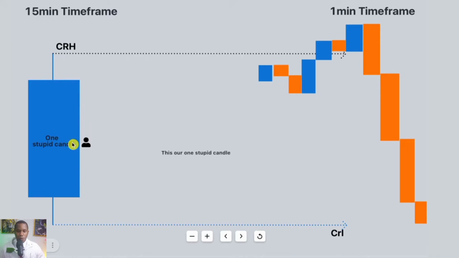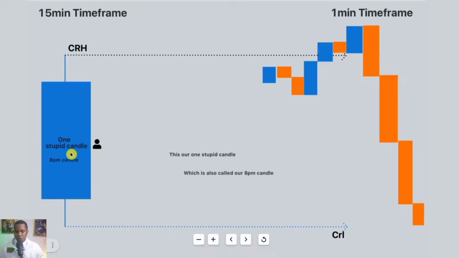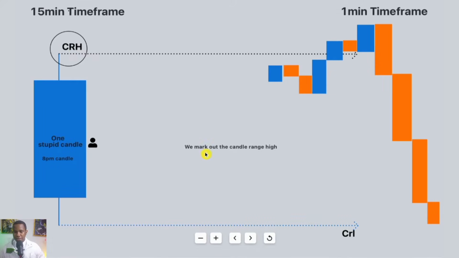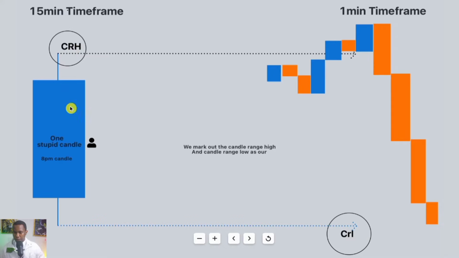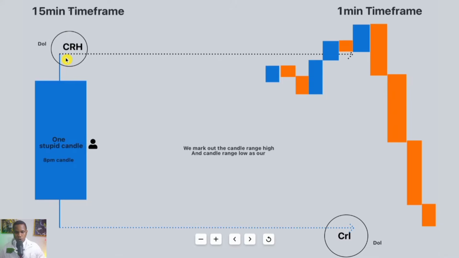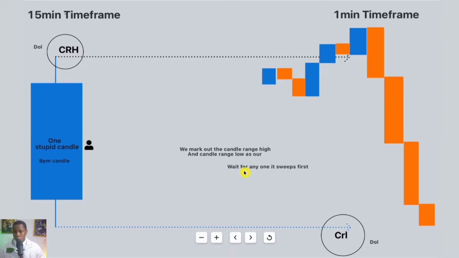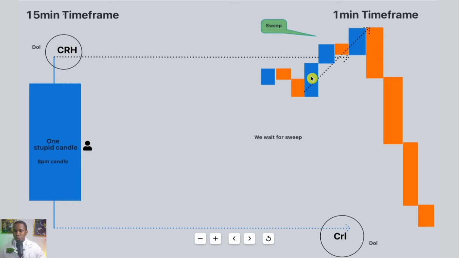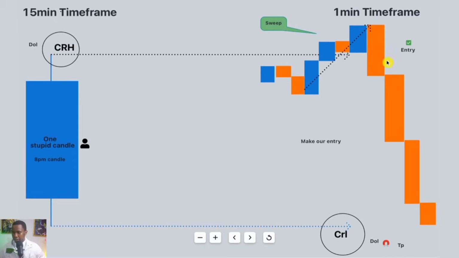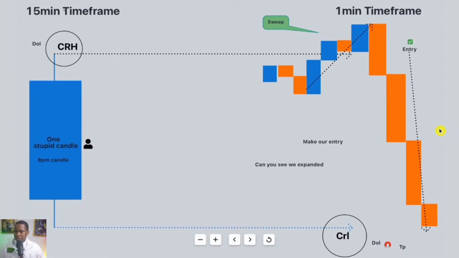What you're seeing here is the one stupid candle, which is otherwise known as our 8 p.m. candle, guys. We mark out the candle range high, the highest this candle goes to, and the candle range low, as our draw on liquidities in the market. So wait for any one of them to be swept first. Can you see it swept this draw on liquidity? Make our entry and we would TP at the next draw on liquidity. And can you see how price expanded to the downside, guys?